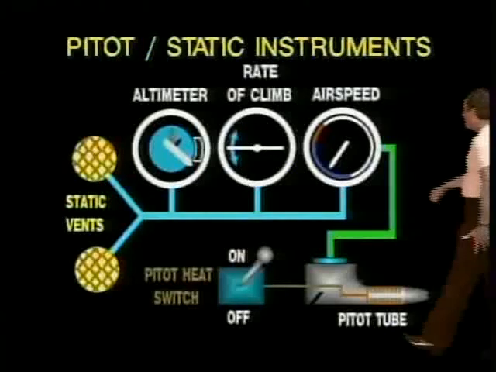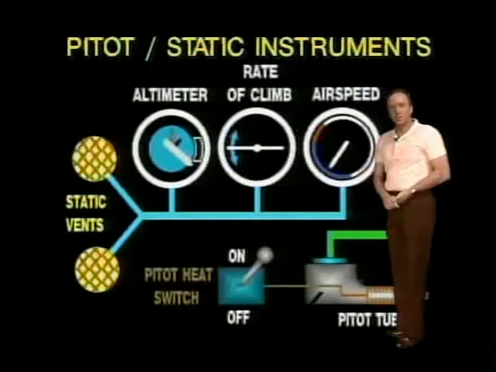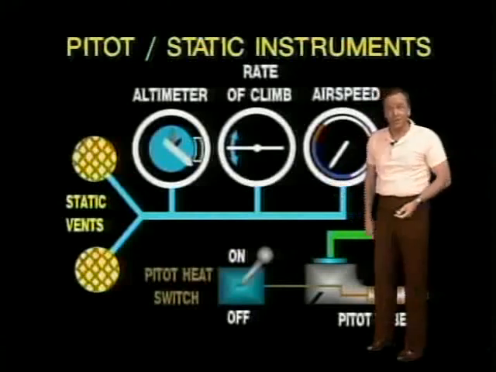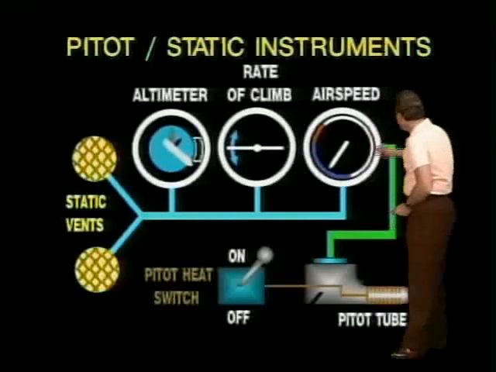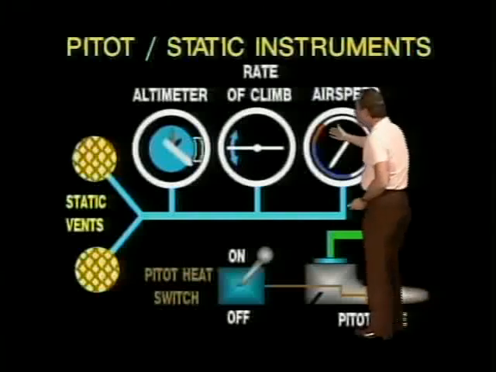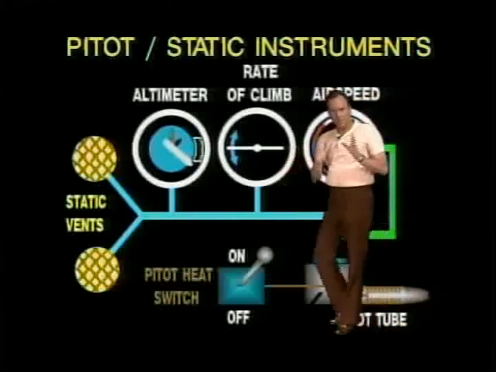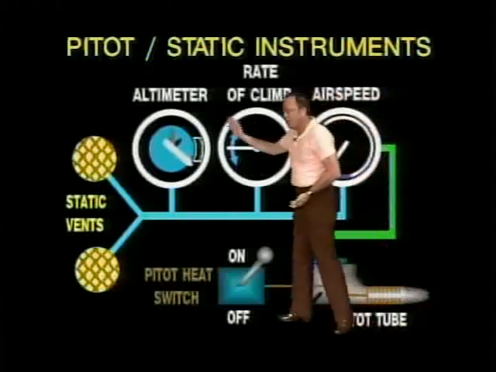Let's take a look at what the FAA wants you to know about the pitot static system instruments. And the first thing the FAA wants you to know about the pitot static system instruments is what are they? Which ones are they? Well, they are the airspeed indicator, the vertical speed indicator, a lot of people call that the rate of climb indicator, and the altimeter.